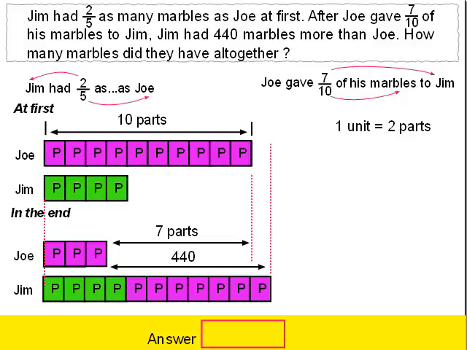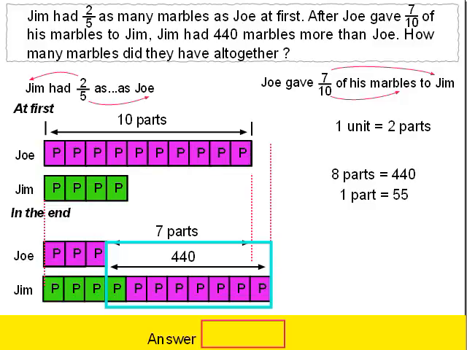Okay, so now by looking at this part of the model, straight away we know that 8 parts is equal to 440 marbles. Therefore, 1 part is equal to 55 marbles. If you take 440 divided by 8, okay, that gives you 55. That's for 1 part. Question: how many marbles did they have altogether?